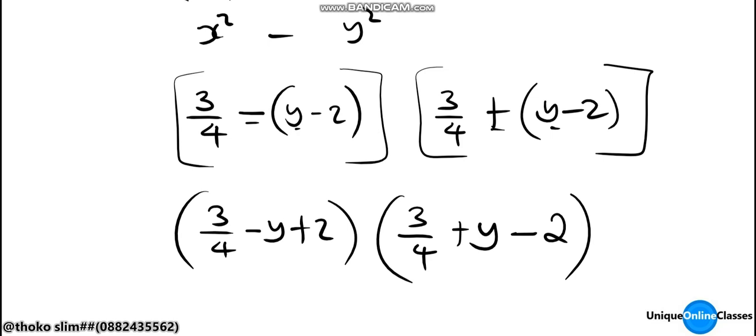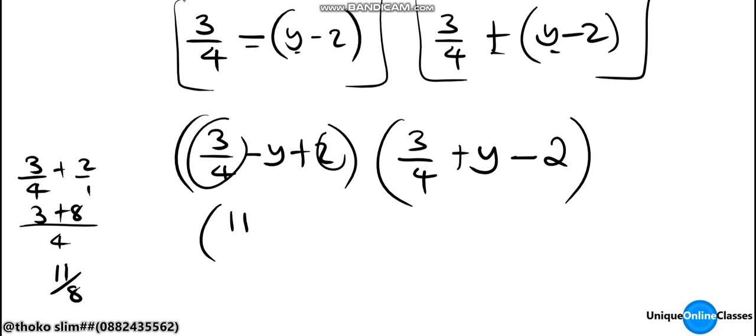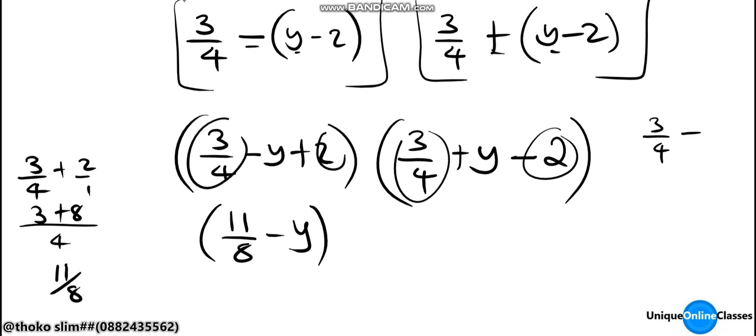We remove our brackets. And the next step is to combine like terms together. In the first bracket we carry 3 over 4, then plus 2 over 1, with common denominator 4 into 4, that's 1 times 3 is 3, plus 1 into 4, that's 4 times 2, that's 8, and our answer will be 11 over 8. In the first bracket we have 11 over 8 minus y, and in the second bracket we subtract: 3 over 4 minus 2 over 1, common denominator 4 into 4, that's 1 times 3, that will be 3, then minus 4 times 2, that's 8. If we subtract, we get negative 5 over 4.